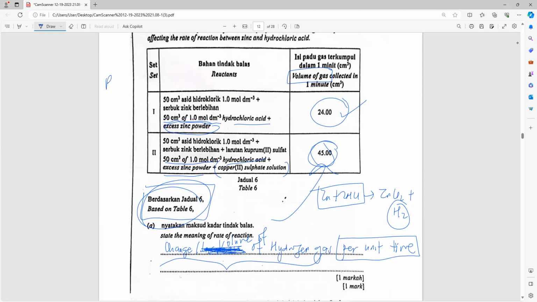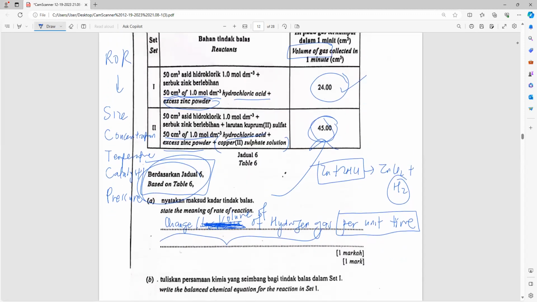So remember, in rate of reaction, I have got 4 factors. Simadev can teach chemistry properly. S will be for size, C will be for concentration, T will be for temperature, the other C will be catalyst, the last one will be pressure. So here we see that my copper 2 sulfate is the catalyst.